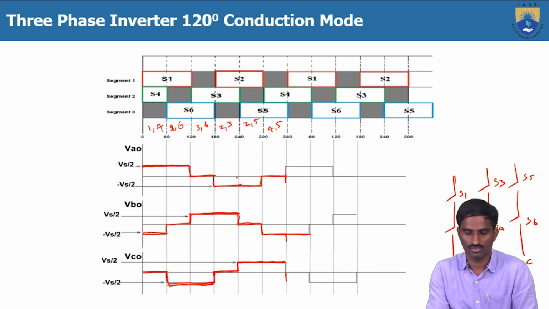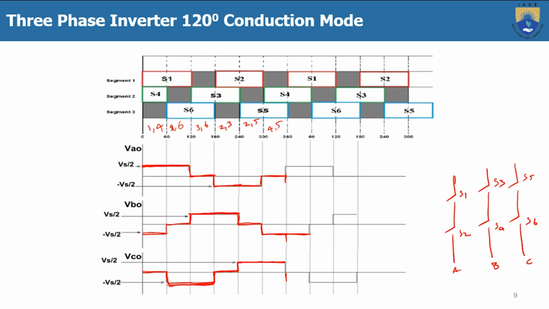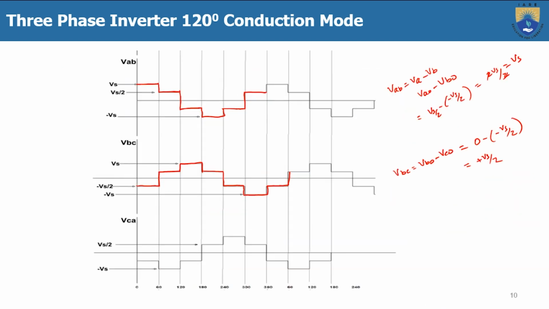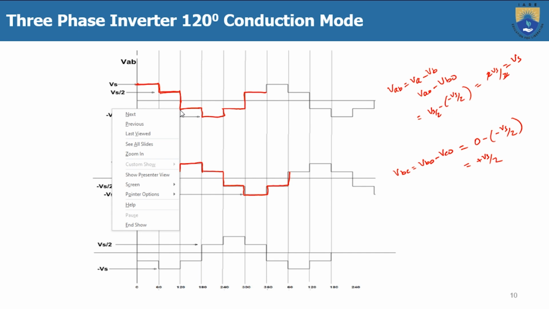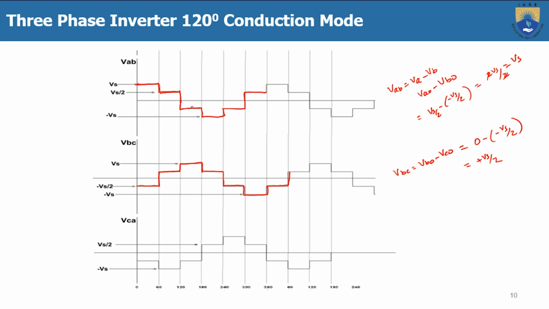Only 2 steps are there. But here 3 steps are there. One is Vs, Vs by 2 and 0, or the minus Vs by 2. So like here, there is a 2 step waveform. That's why here the phase voltage waveform and the line voltage waveform both are different.